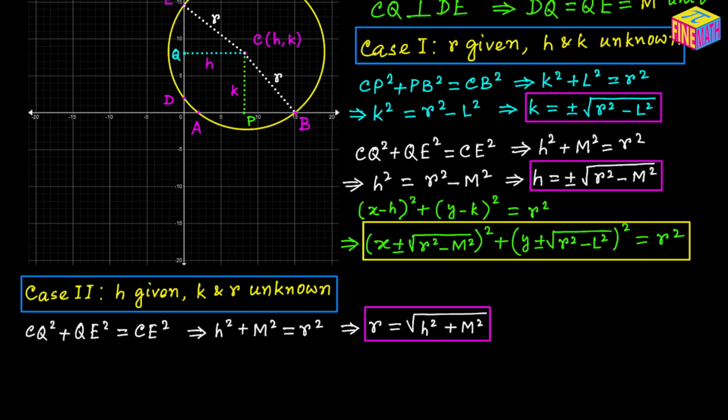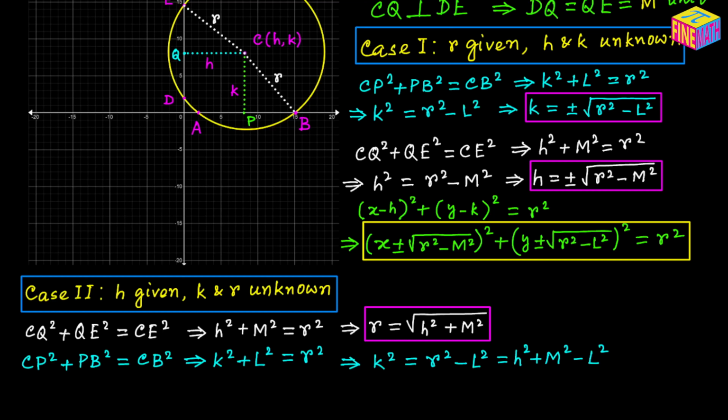Next, let's try to figure out the value of k. From the CPB triangle, we can say CP squared plus PB squared equals CB squared. And from there we can say k squared plus l squared would be equal to r squared. And from here we can say k squared will be equal to r squared minus l squared, and in place of r squared I have written h squared plus m squared. So finally it looks like k squared is equal to h squared plus m squared minus l squared. And finally the value of k can be written as plus or minus square root of h squared plus m squared minus l squared.